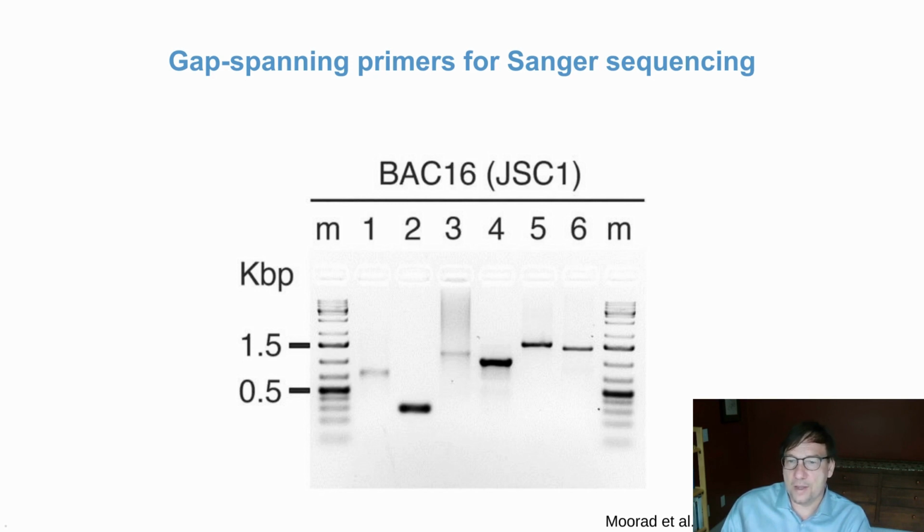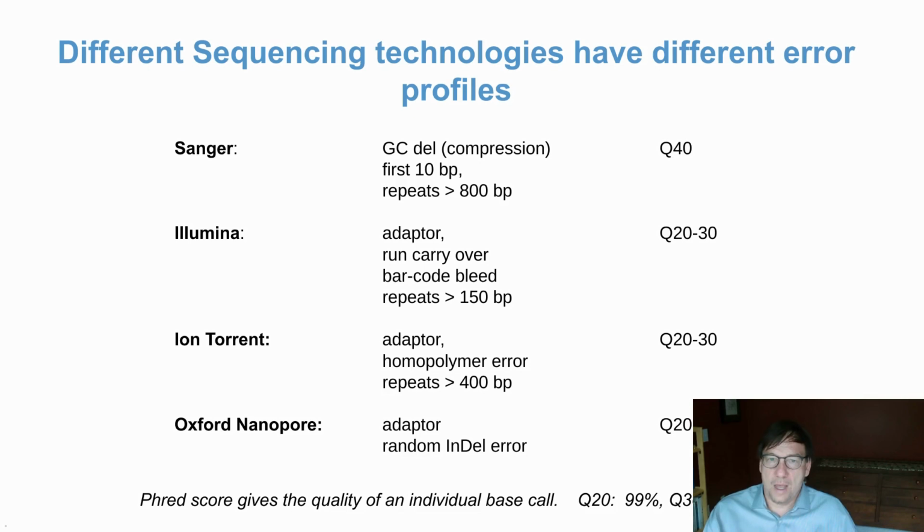You can see that they amplify. You can see they amplify larger fragments. And you can see that not all the amplifications are with the same efficiency. If you compare the bands 3 and 4, 4 is much more efficient than 3. The good news is all of those gap-spanning amplicons are less than 1.6 kb, so they can be spanned with the 800 base pair Sanger reads if we sequence from either end. And that's what we did.